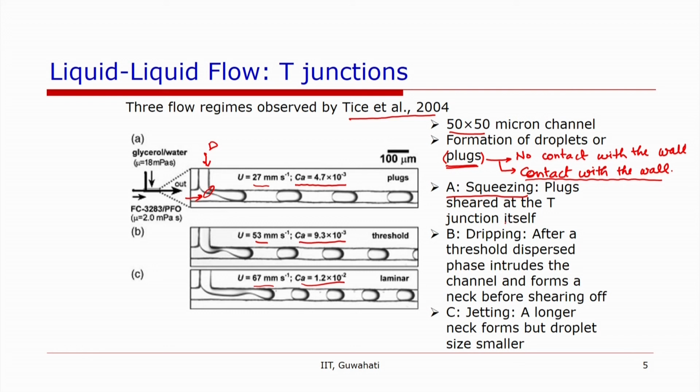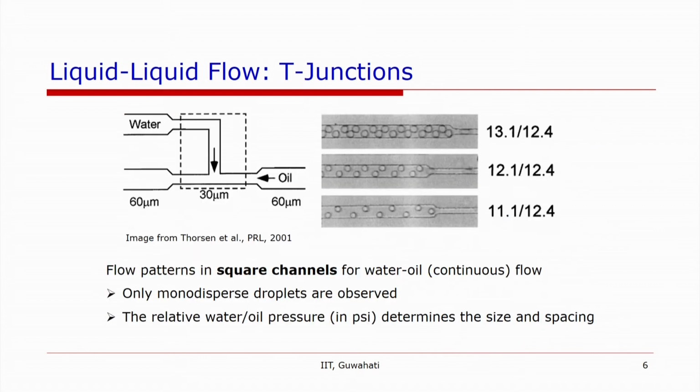In the second case, which is known as dripping, the breakup happens downstream of the T-junction, not at the T-junction itself. And then in the third case, we see a jet of this liquid coming in, and then a longer neck forms and the droplets form. We can see that the size of the droplet is reducing as we move from here to here in the three cases.